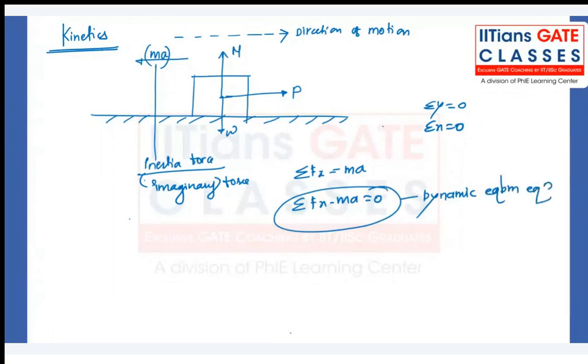So that is what we are doing here. The way we are applying the equation of equilibrium in dynamics is by assuming the imaginary force in the opposite direction of the motion, and that is equal to the sum of all the forces in the direction of motion. And that is what is described by D'Alembert's principle. So write down the heading D'Alembert's principle.